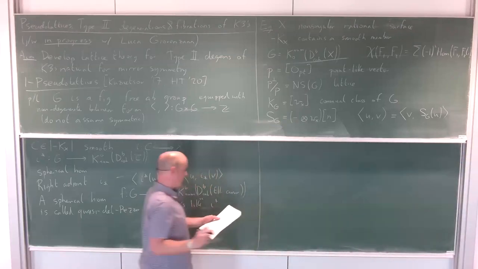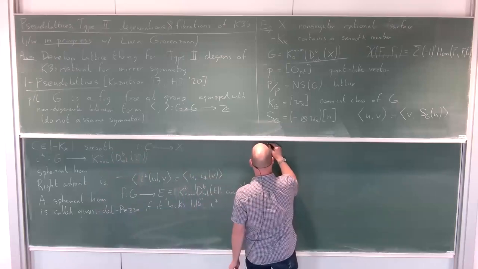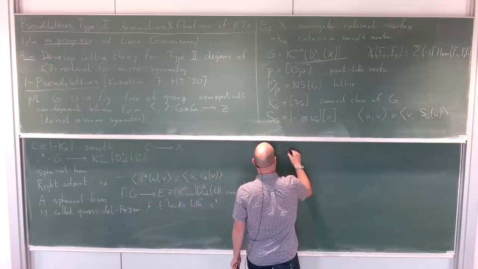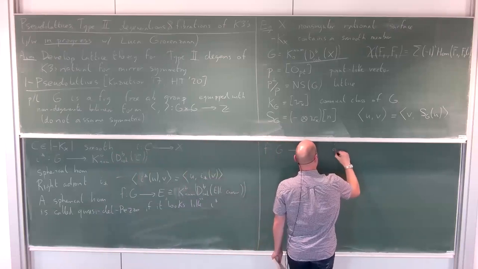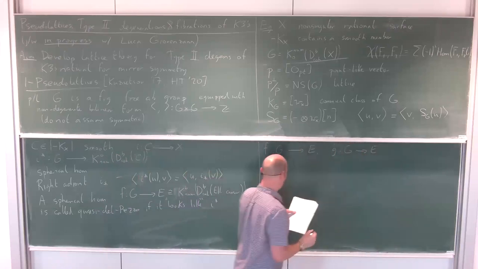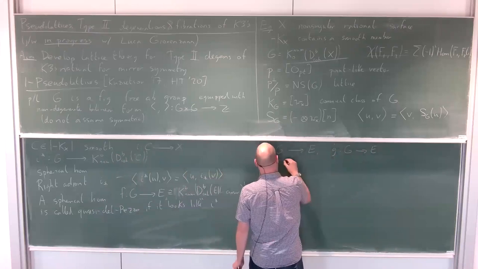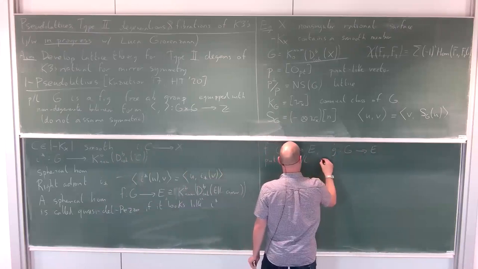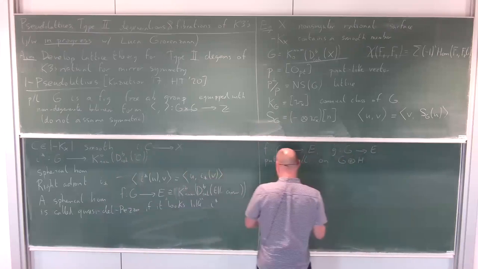Okay, so right now we're getting closer to the meat. So let's suppose I've got F from G to E and G from G to E. These are two spherical homomorphisms. I can put a pseudolattice structure on the direct sum G direct sum H. And how do I do it?